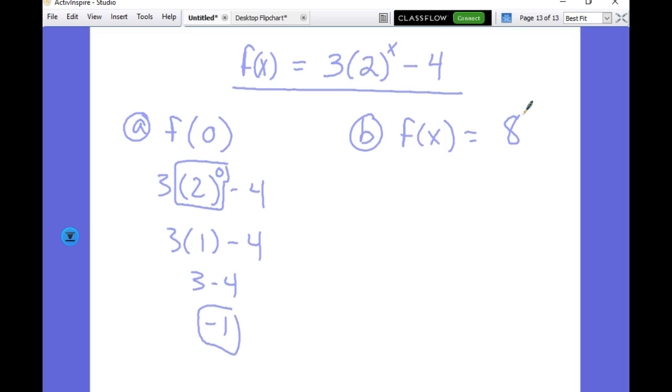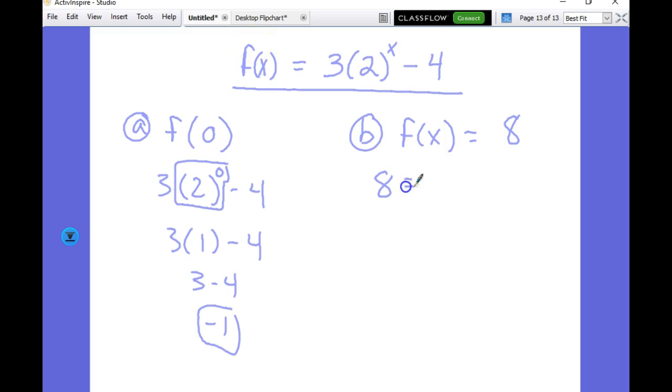I'm just reminding you guys of function notation here a little bit. What does that mean? What this means is instead of plugging a number in for x, you're going to set this thing equal to the number, right? F of x is 8, right? So I'm going to replace f of x with 8.